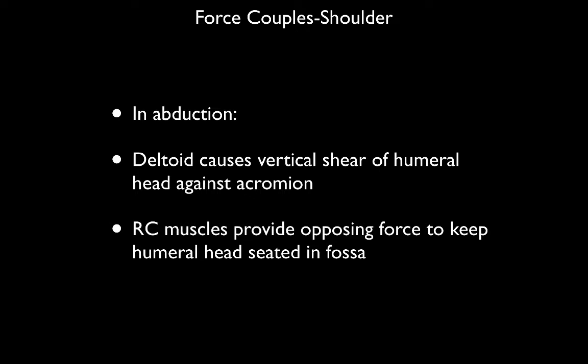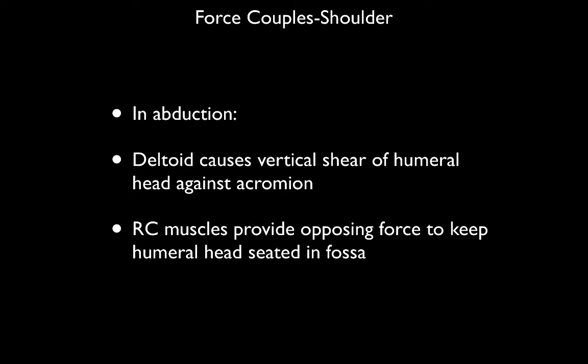Now, as we'll see in just a few slides, there are some important structures that are passing underneath that acromion process. And if the humeral head continuously butts up against the acromion process, then these structures are going to get repeated forces that they don't normally have to handle, and so that leads to some problems. So we can't have the deltoid acting alone. We need to have an opposing force to keep that humeral head from butting up against the acromion.